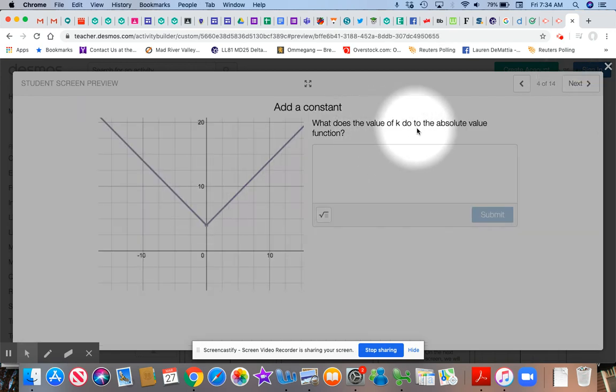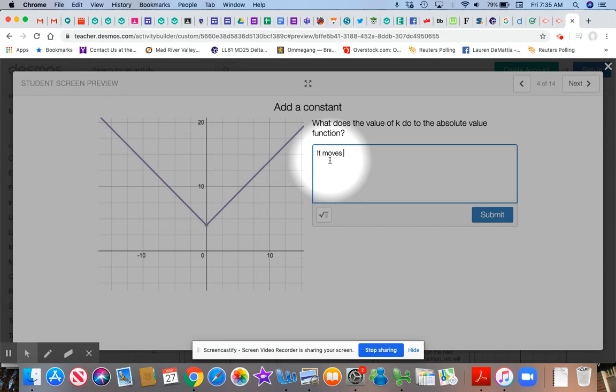So what does the value of k do to the absolute value function? This is 0 and 10. I think we're going by 2.5. I don't love that, but this goes up, right? What does the value of k do? It moves the graph up.